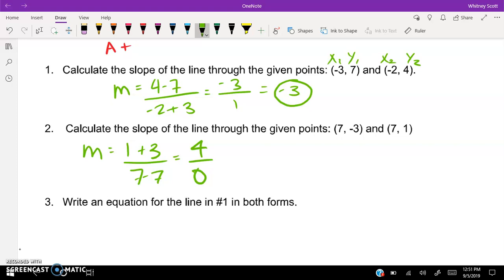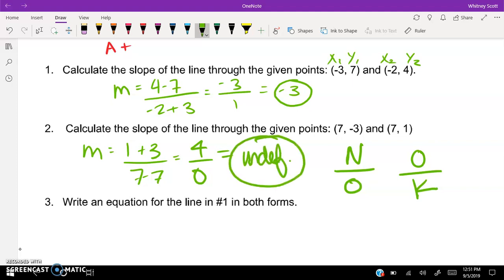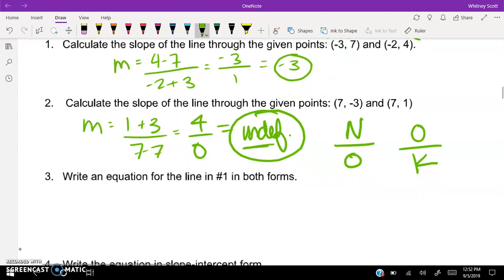On number 2, I got 4 over 0, and sometimes we struggle to remember if that is undefined or if that's 0. So the way I've seen to remember it is if you have a 0 on bottom, no, that's not okay. That makes it undefined. But if you have a 0 on top, that's okay. That just makes it 0. So I do have a 0 on bottom, so this slope is undefined. We don't want to say no slope. It doesn't have a slope, that's correct, but I don't want you to confuse that with 0. It has an undefined slope. And in just a second, we'll talk about what specifically that line is.